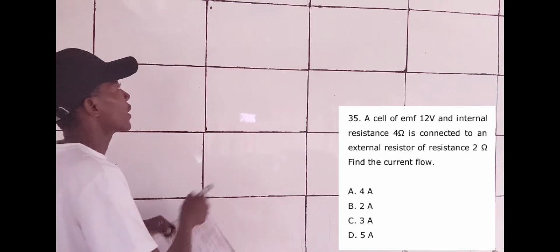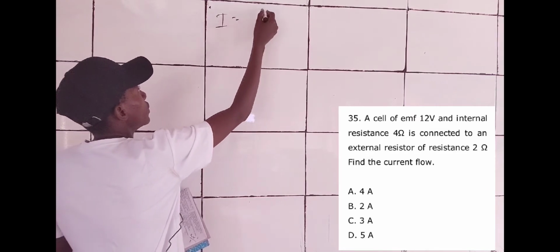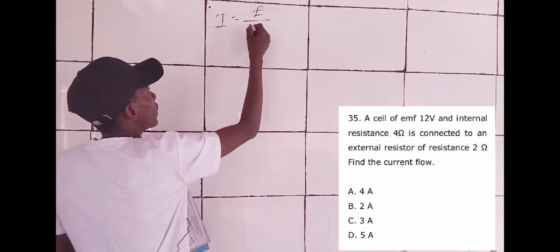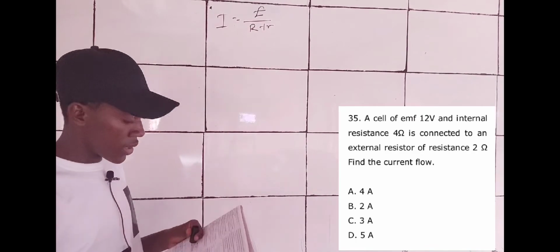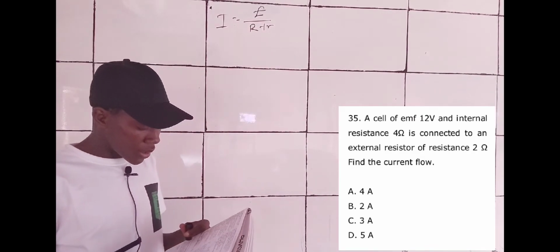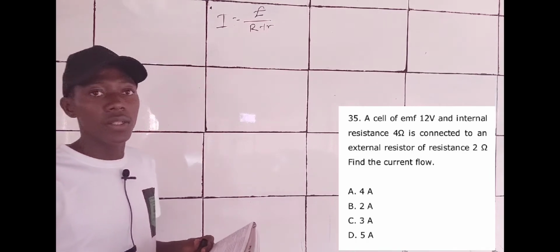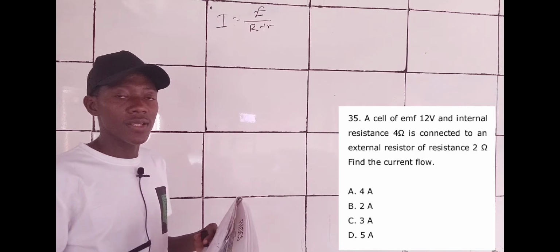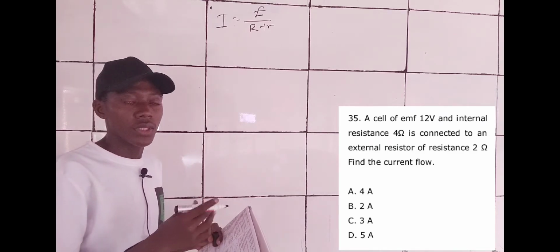Now, if we are calculating the current here, the current is equal to E all over R plus r, where I stands for the current, E is the EMF, the capital R is the external resistance, and the small r is the internal resistance. Now let us bring out the data.